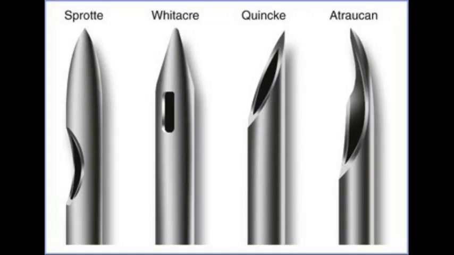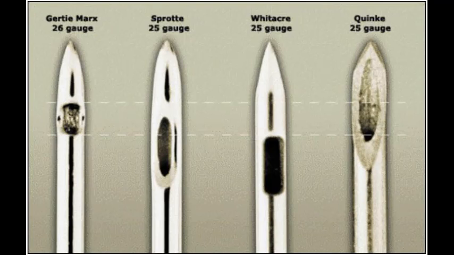Let's segue and talk about lumbar puncture needles. This can be a topic in and of itself. I've used beveled needles for a long time for lumbar punctures and only recently started using pencil tip needles. Examples of these include the Sprotte, Gertie Marx, or Whitacre needle. Sometimes they are referred to as, quote, atraumatic needles. The tip is designed to displace the dural fibers and decrease the risk of post-dural puncture headache or spinal headaches.